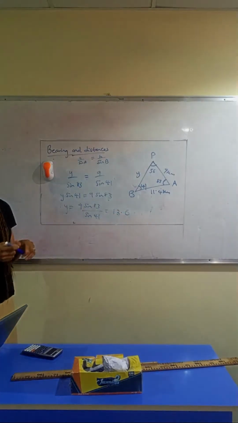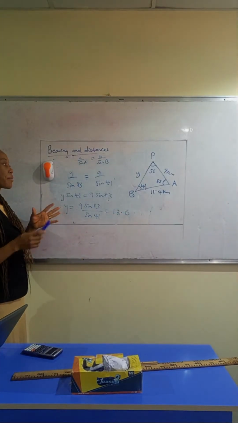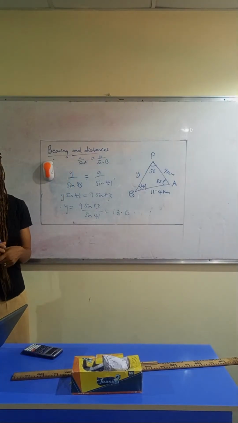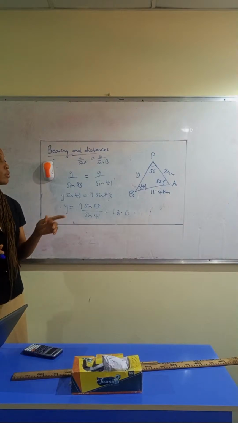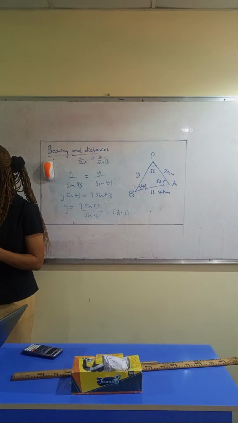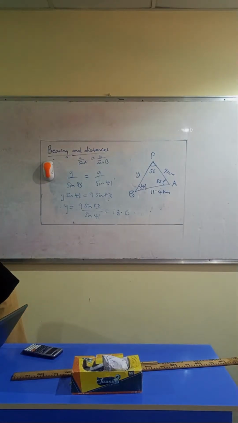Please don't joke with bearing. It's very easy. Just know your sine rule and then know how to interpret the question so that you can get the angles you're looking for.